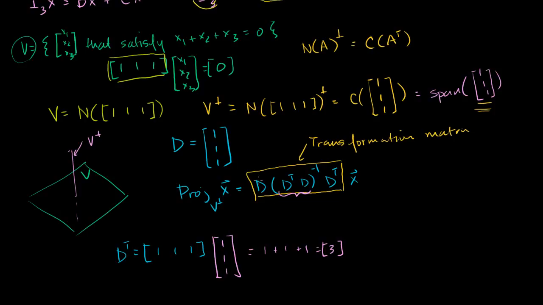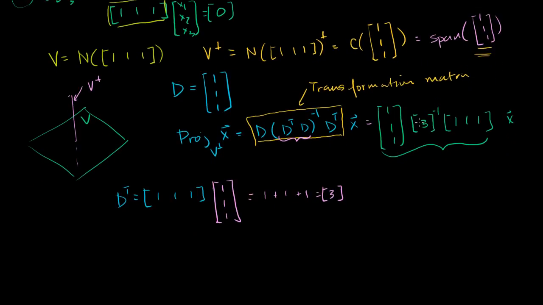So this is equal to D, which is this matrix, 1, 1, 1, times D transpose D inverse. So D transpose D is just a 1 by 1 matrix. We're going to have to invert it. Actually, I've never defined the inverse of a 1 by 1 matrix for you just now, so this is mildly exciting, times D transpose. So D transpose looks like this, 1, 1, 1. And then all of that's times x. But this is the transformation matrix right there.